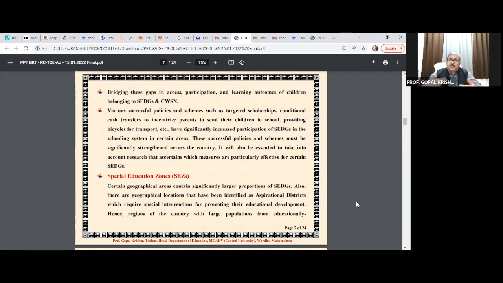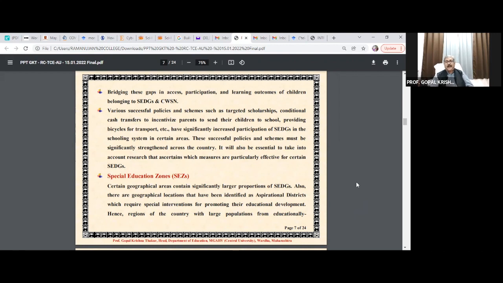So in order to make the implementation strategy more effective, even in the past, there have been so many schemes and policies, such as targeted scholarships, conditional cash transfers to incentivize parents to send their children to school, and different facilities like laptops and cycles that have been provided, are being provided. But still the situation is not under control completely. So it is time to think about what good practices are available, and then how to make the most of such good practices to make this policy more effective, more fruitful.